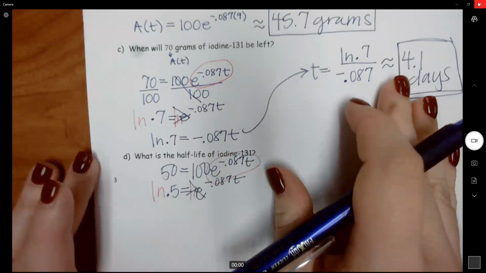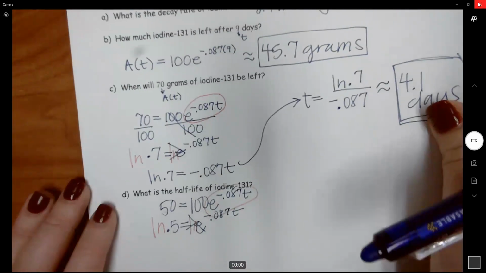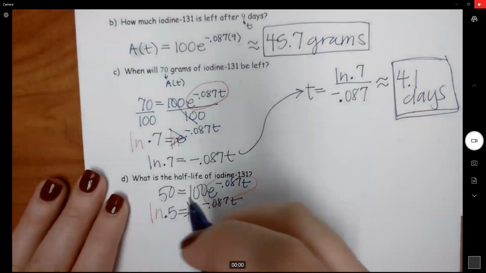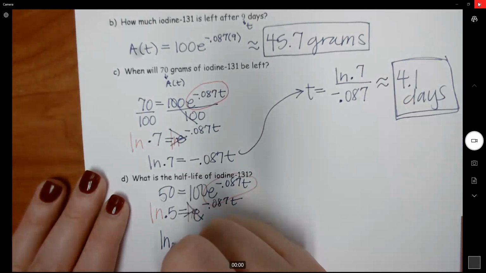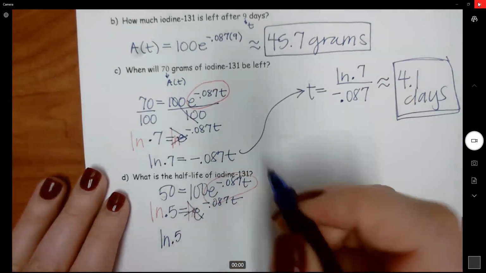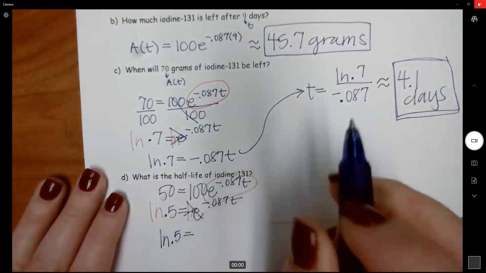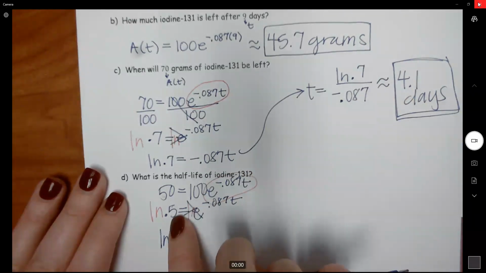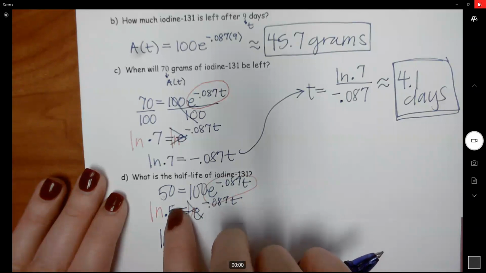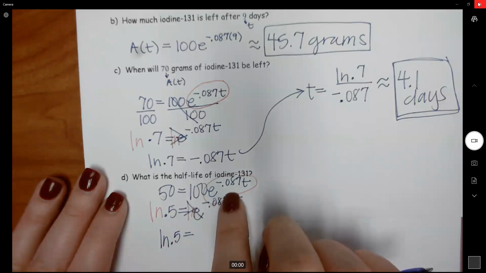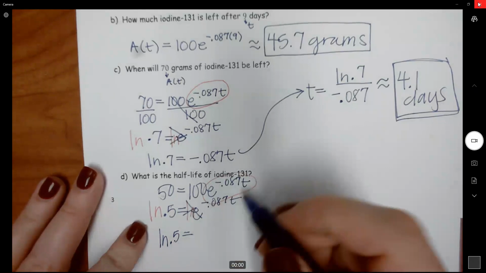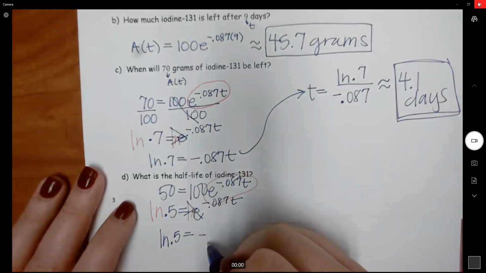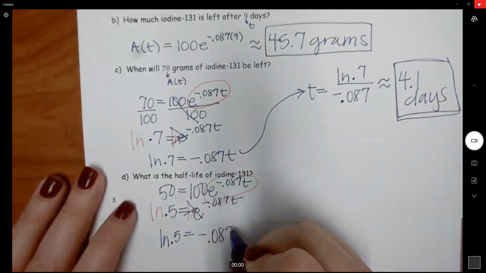Cancels that out. So I'm going to get the natural log of 0.5, or natural log of a half, which again should make sense. When I double, this was 2 equals e to whatever. So when it's a half-life, it's 0.5 or a half equals e to whatever power. So the natural log of 0.5 equals negative 0.087 t.